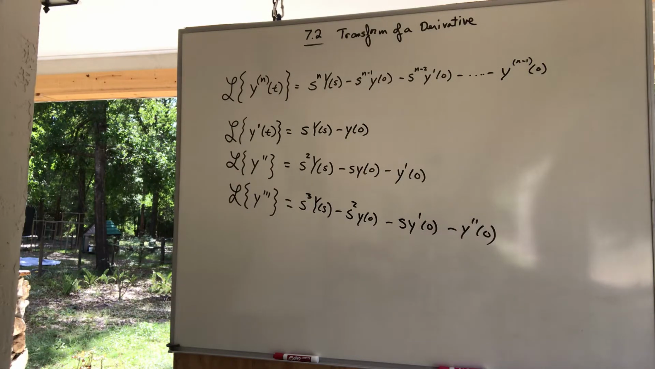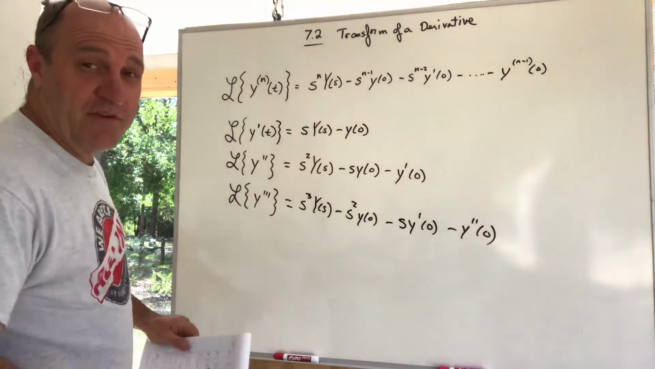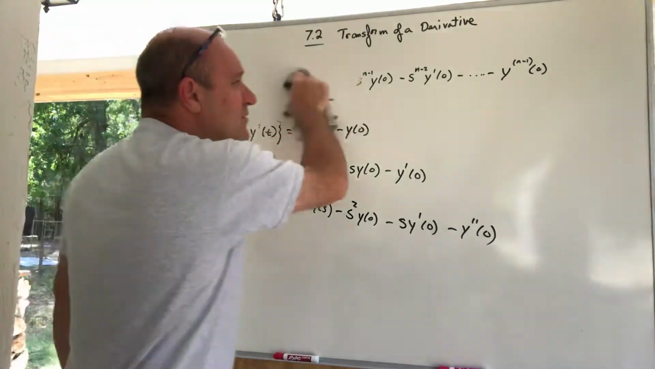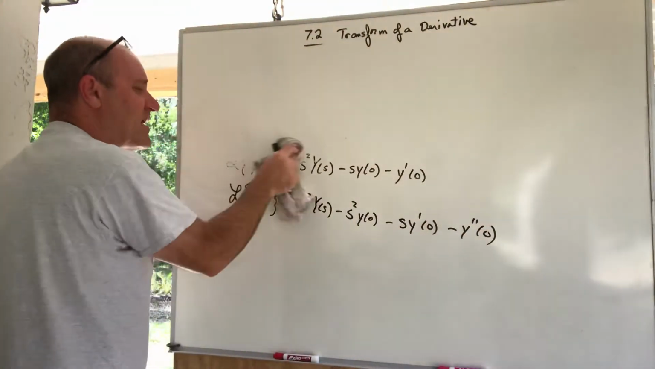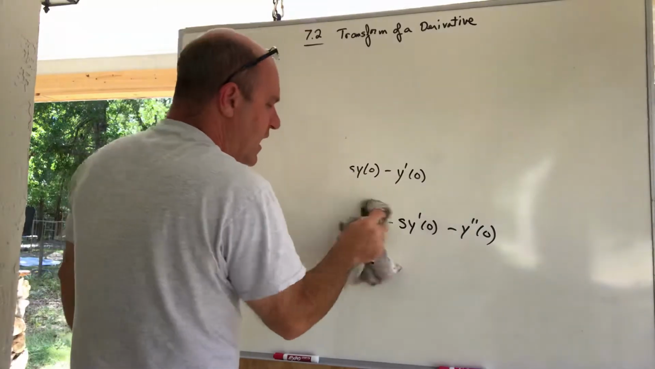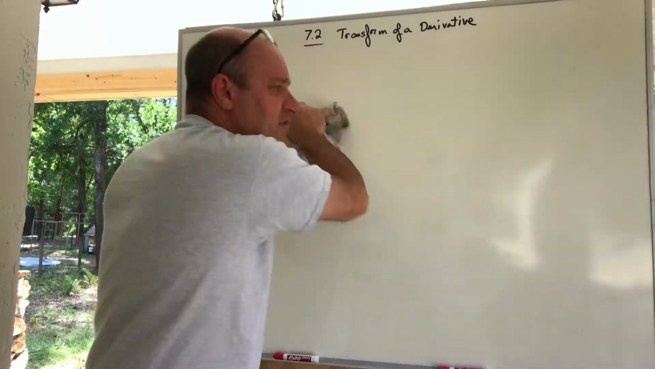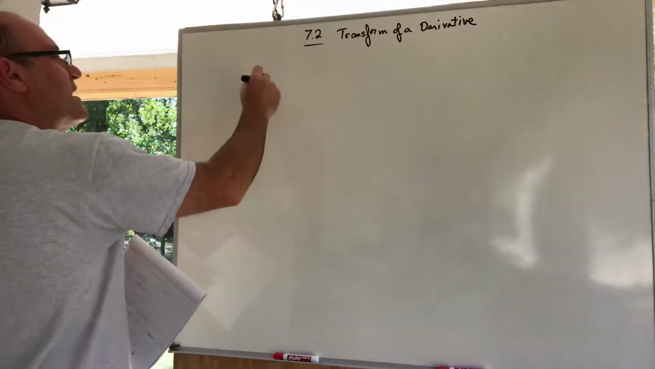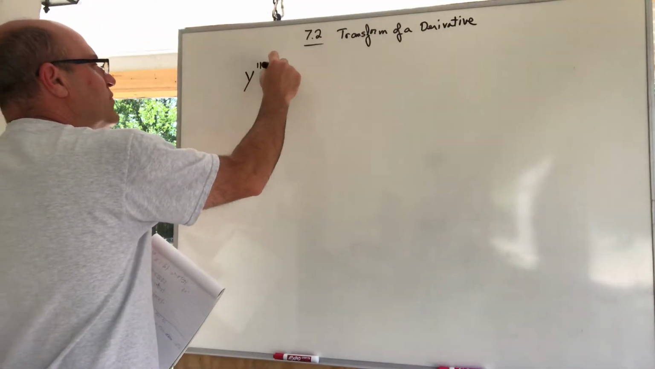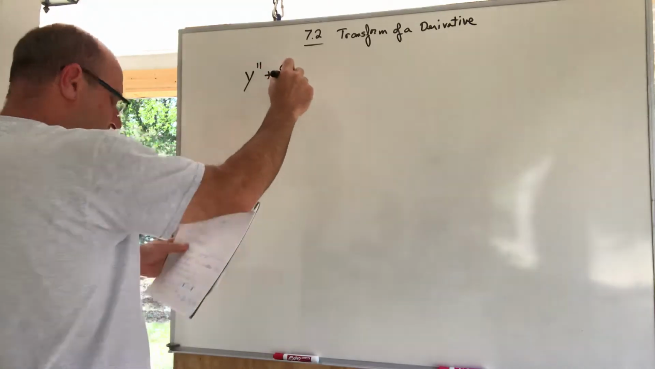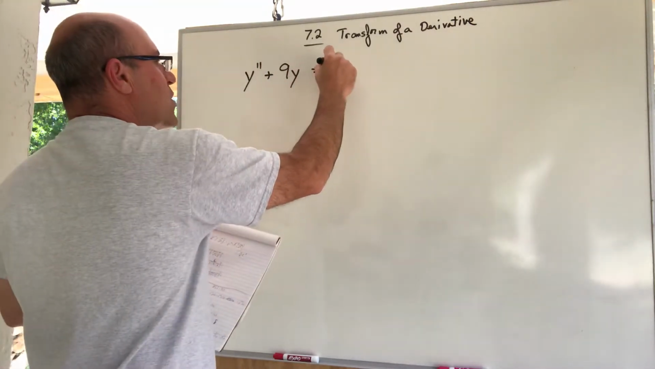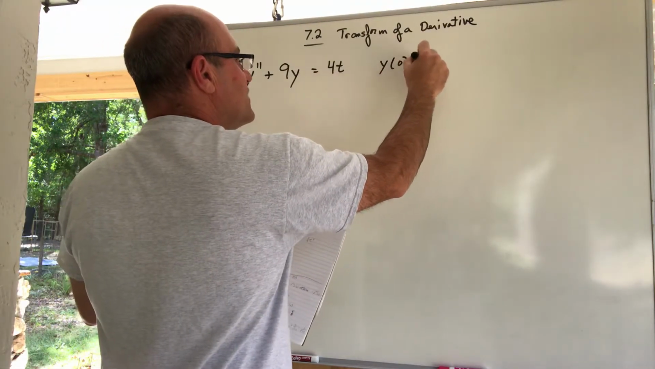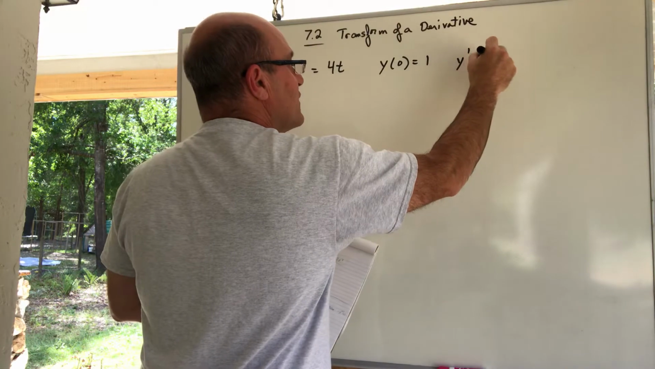I made up a little example here. So now I want to solve a differential equation. Here we go. This is going to be awesome. This is what happens at the end of 7.2. There's a lot more things to learn up in 7.3. But at the end of 7.2, you get to solve a few differential equations. I made this one up. Y double prime plus 9y equals 4t. And I got some initial conditions. Y of 0 is 1. Y prime of 0 is 1.